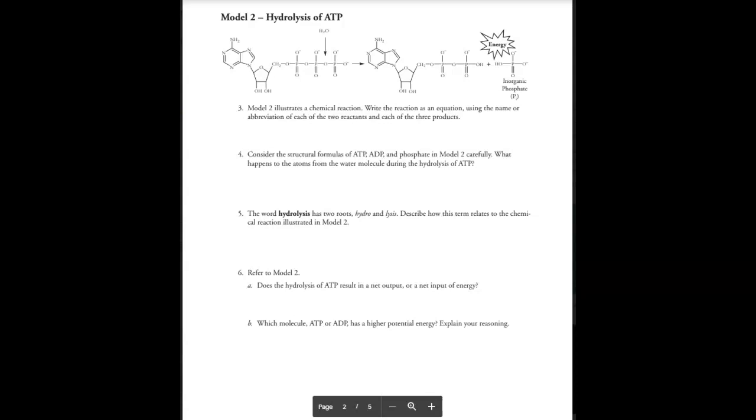6A. This is going to result in a net output of energy because we see this little energy zigzag over here is released afterwards. So it's an output. 6B, which one has a higher potential energy? This is going to be ATP because energy is released when ADP is formed, right? When you take ATP and break it down to ADP, energy is released. So that means ATP has a higher potential energy because it has more to release.